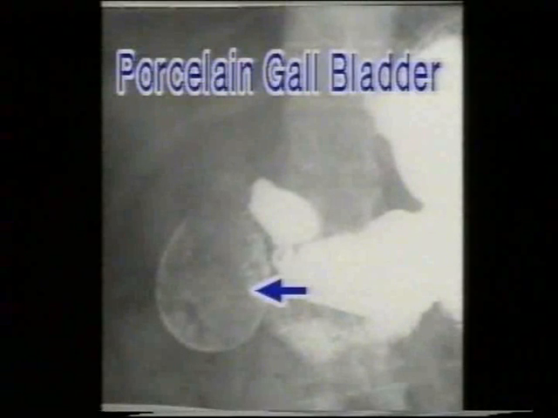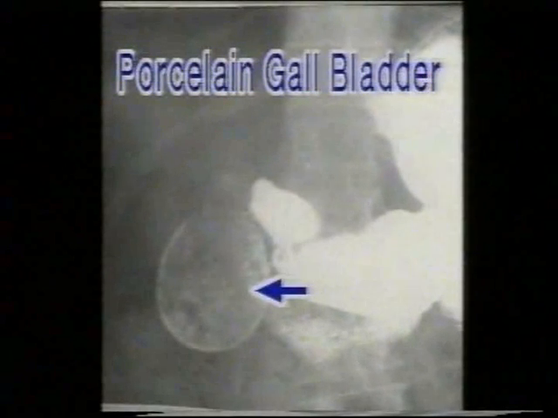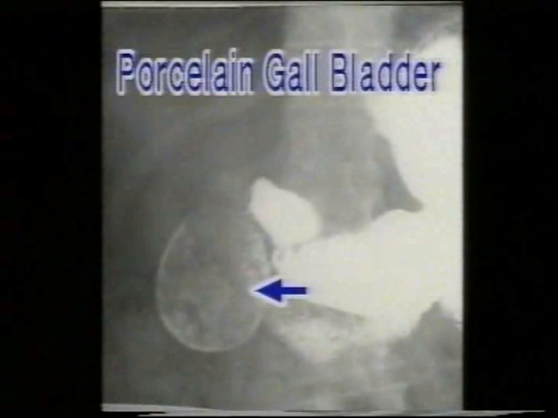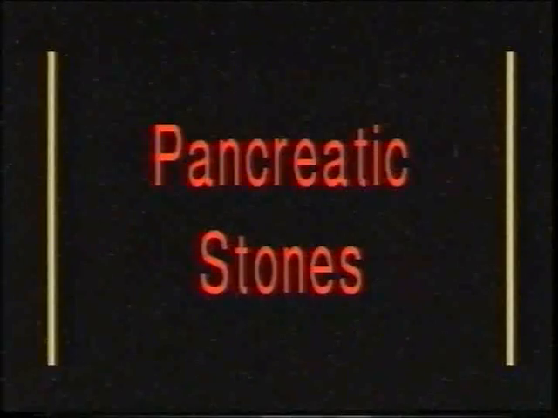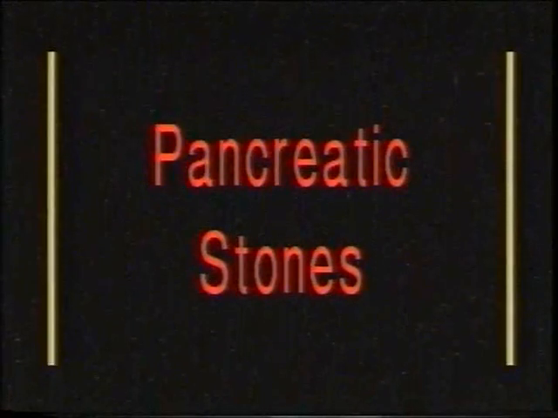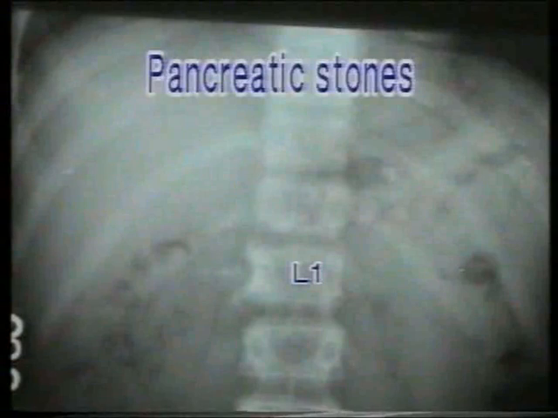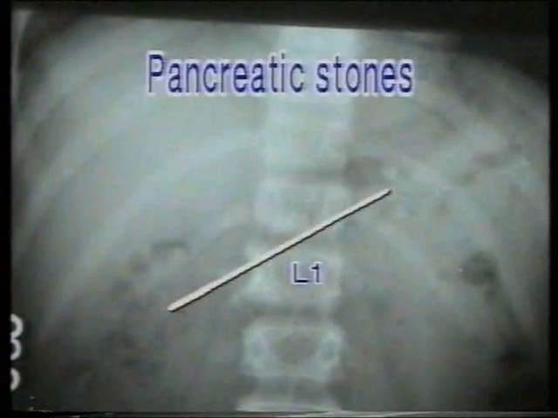Rarely, the wall of the gallbladder may get calcified and the faint radio-opaque shadow of the gallbladder may be seen on plain X-ray, termed as a porcelain gallbladder. Chronic pancreatic disease may be associated with calcifications in the pancreas or pancreatic stones in the pancreatic ducts, which may be visualized on a plain X-ray of abdomen.